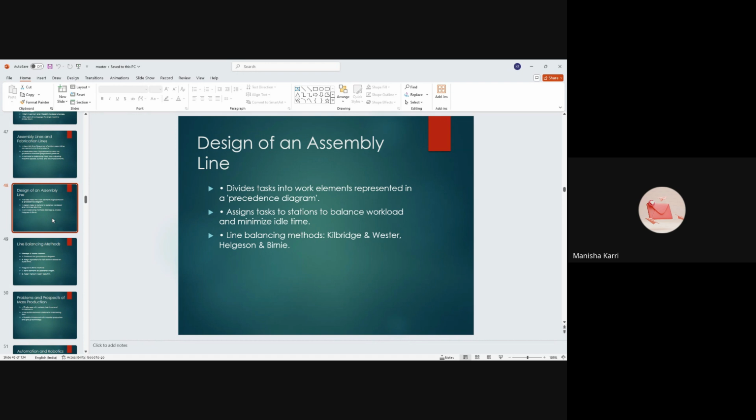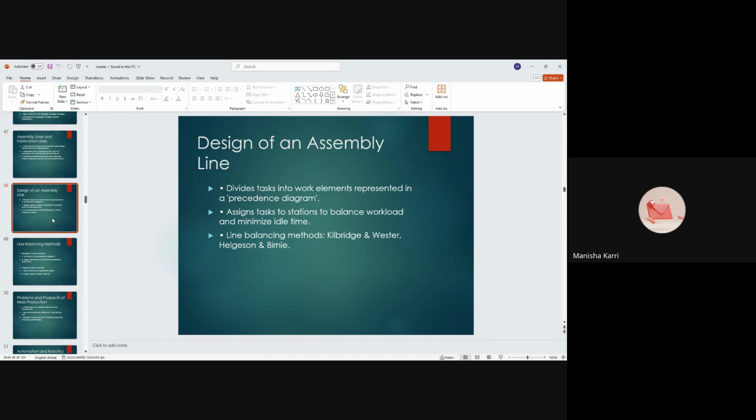The first one is task division and precedence diagram, meaning dividing the tasks into work elements. The production process is broken down into smaller tasks or work elements that need to be completed at different stages. These tasks are designed to be completed in a set sequence, ensuring that the product is assembled correctly.